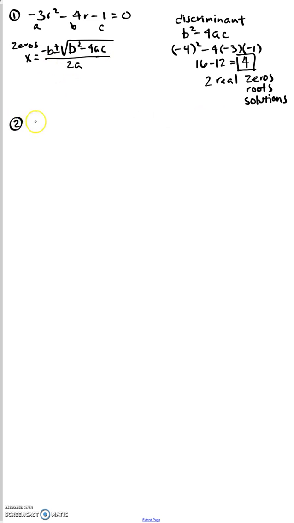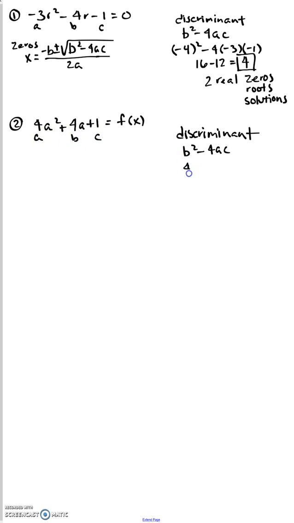This next problem, it's 4a squared plus 4a plus 1. I'm just going to have it set equal to f of x as of right now, because that's the function I want to look at. So if we find the discriminant for this one, we're going b squared minus 4ac. Here's our a, our b, our c. So 4 squared minus 4 times 1. And then we're going to get 16 minus 16, which is 0. So our discriminant is 0.